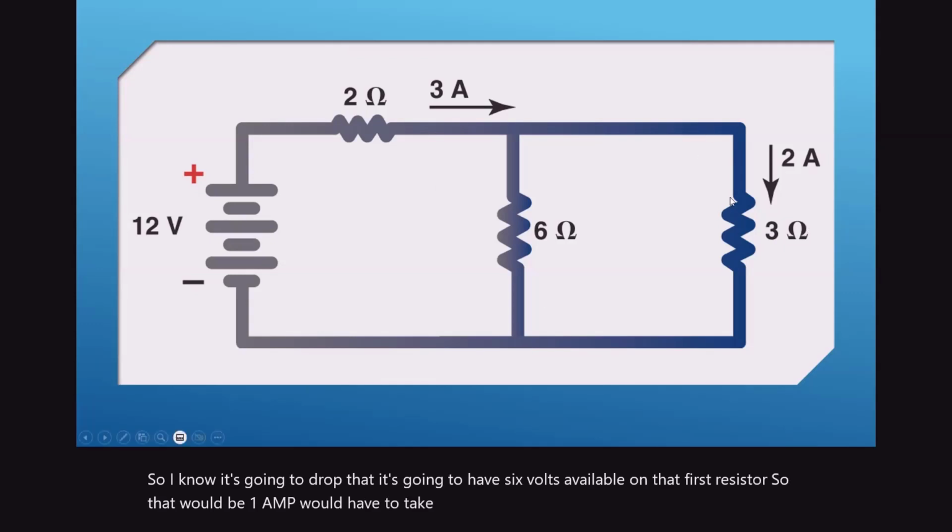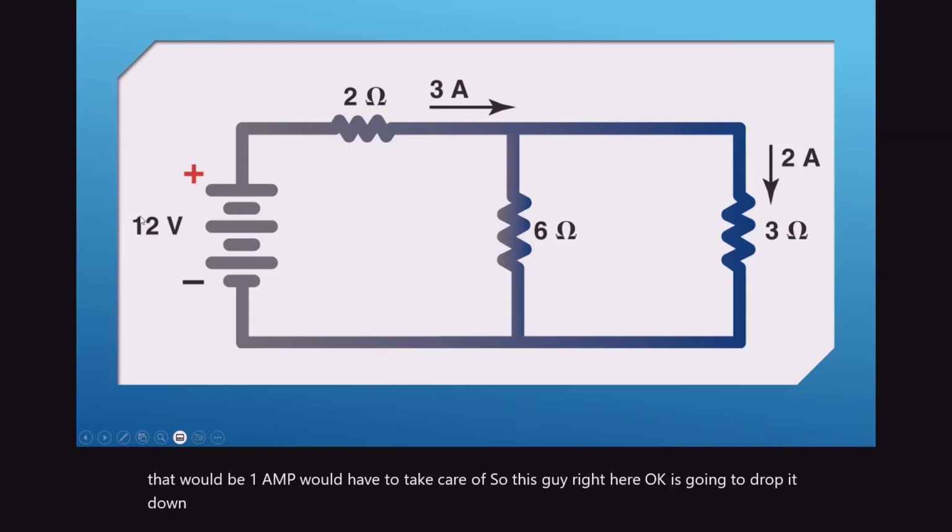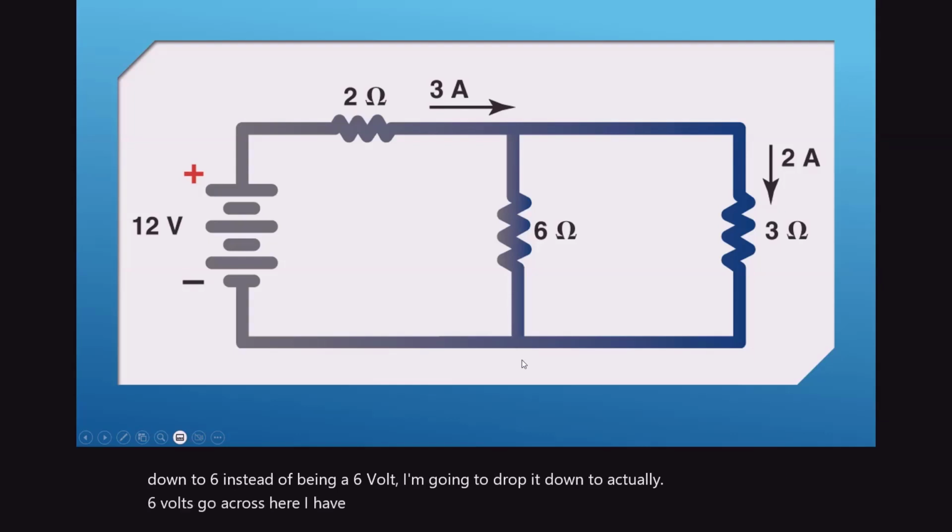So this guy right here is going to drop it down to 6 volts. Go across here, I have 1 amp going here. But that 6 going across here is going to make it 2 amps. So the total ampere flow would be 3 amps.